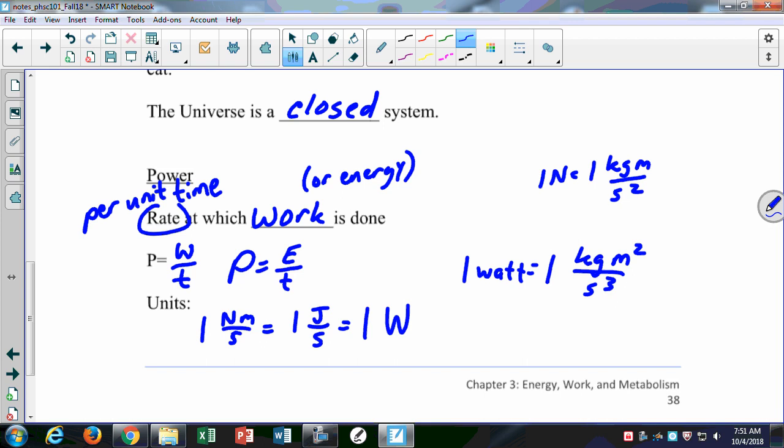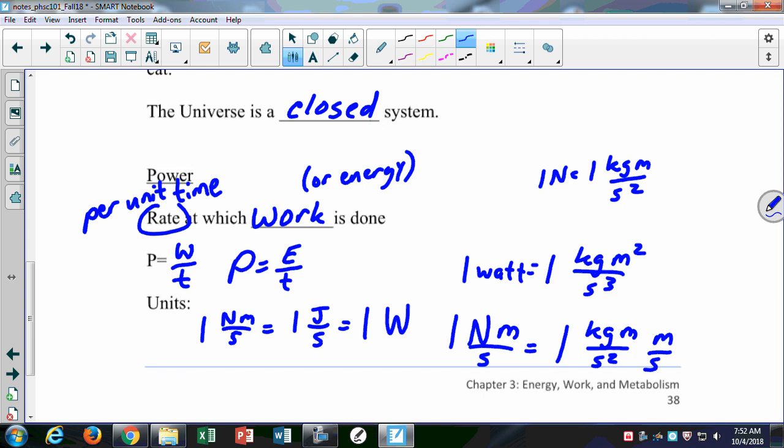Let me break that down again. So 1 Newton meter per second is equal to, a Newton is a kilogram meter per second squared. But then I have another meter, and I have another second. And so my basic SI units for the watt are 1 kilogram meter squared per second cubed.